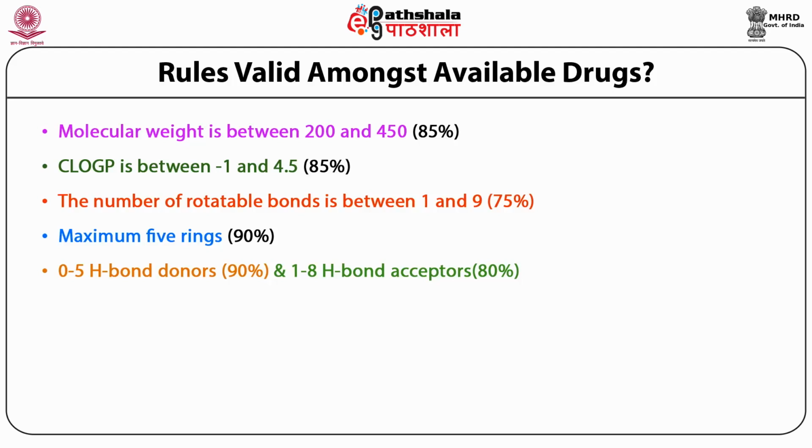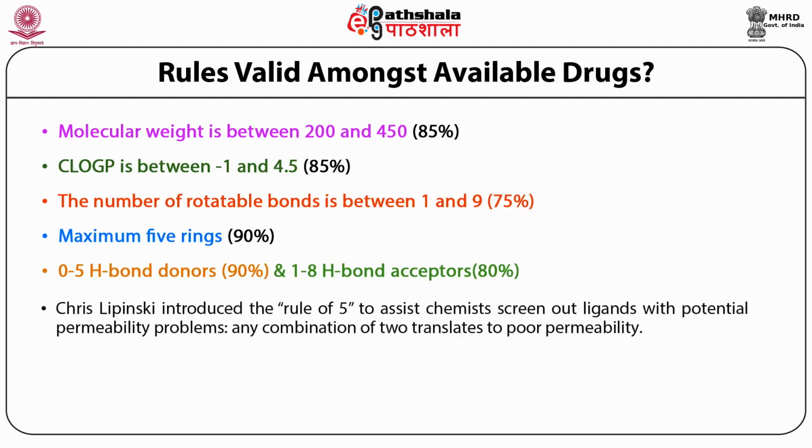And it was found that from 1 to 8 hydrogen bond acceptors are available amongst 80% of the molecules. Hence, following these rules or observations, a great idea came from Chris Lipinski, and he developed a new rule called the Rule of 5. It is very simple for chemists, and these are just derived from database rules, so that a very simple screen of ligands with potential permeability problems can be translated to poor permeability mostly.